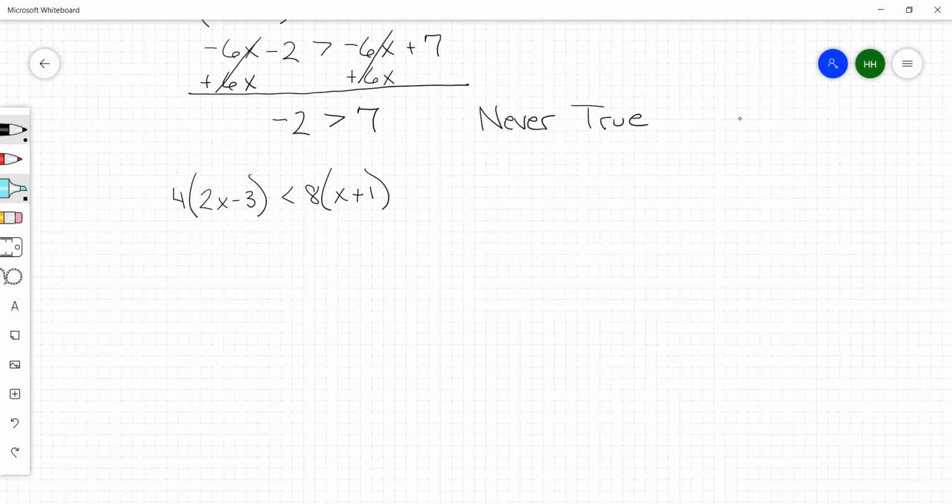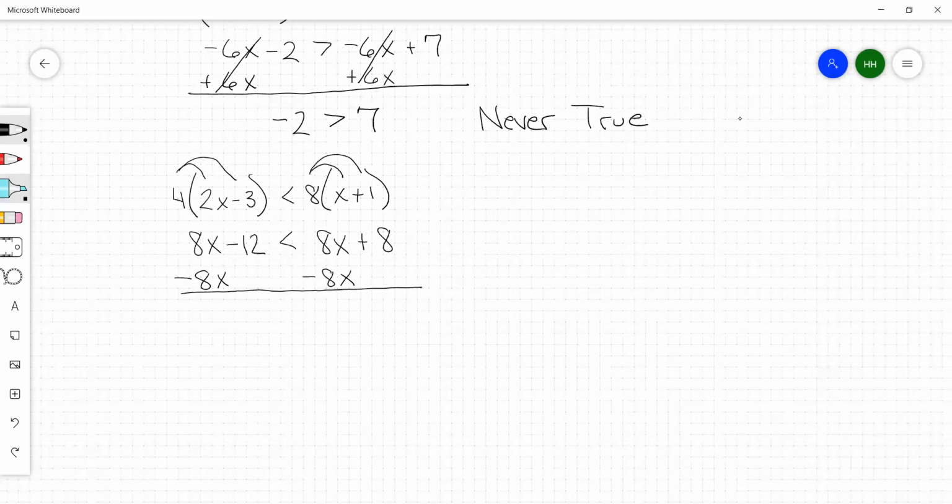All right, so we're going to use the distributive property again. 4 times 2x is 8x, and 4 times negative 3 is negative 12. And that's less than 8 times x, which is 8x, and 8 times 1, which is positive 8. If you subtract 8x from each side, what you're left with is negative 12 is less than 8.